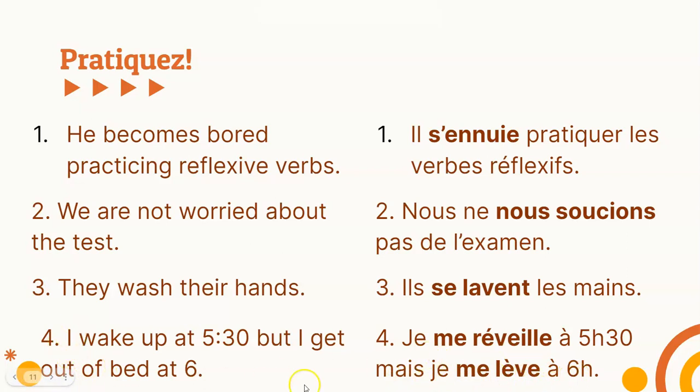Okay, we know I is going to be je in French, and now we know that with je, our reflexive pronoun will be me. So we add that, then we conjugate our verb, which we know is usually going to end with just an e for je. So je me réveille à 5h30, mais je me lève à 6h.